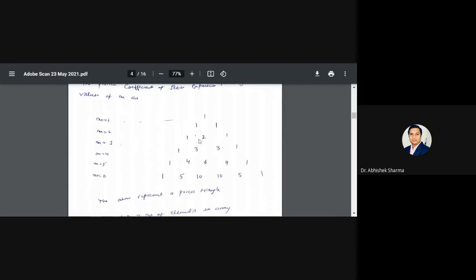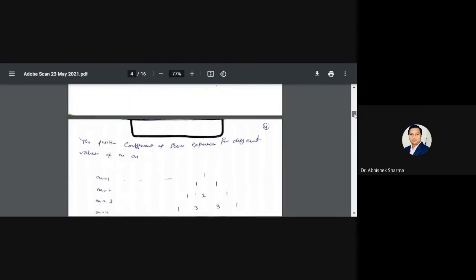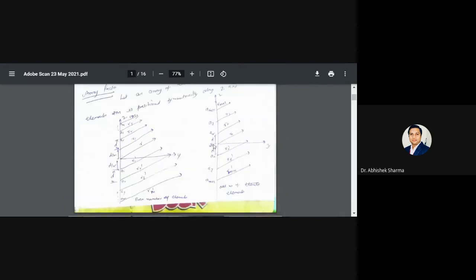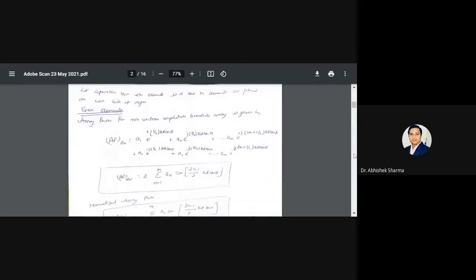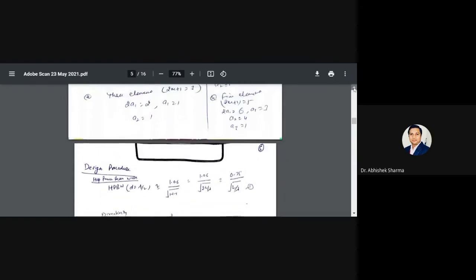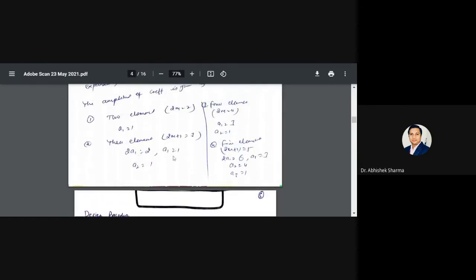2a1 is equal to 2. Why 2a1 is equal to 2? This is because the origin is at 2a1. So 2a1 is equal to 2. So from here your 2a1 is equal to 2, so a1 is equal to 1.